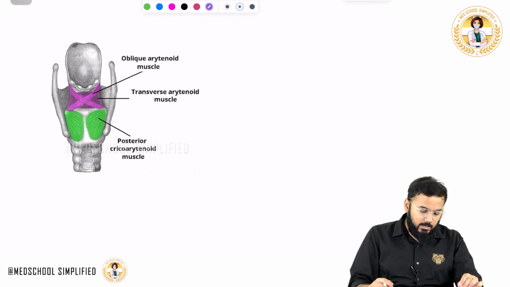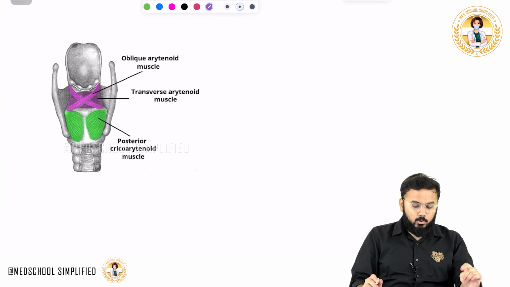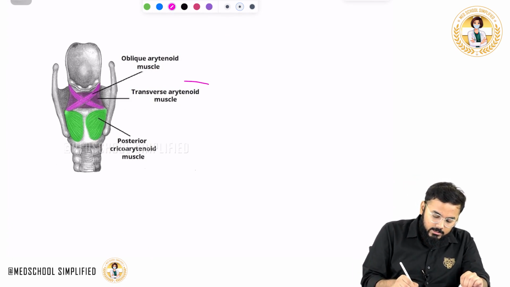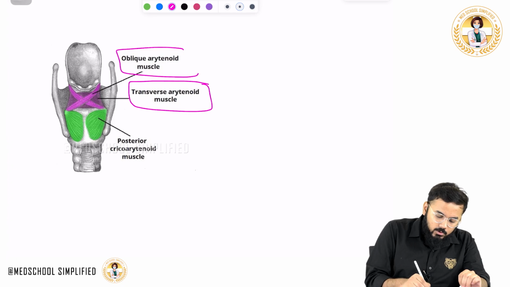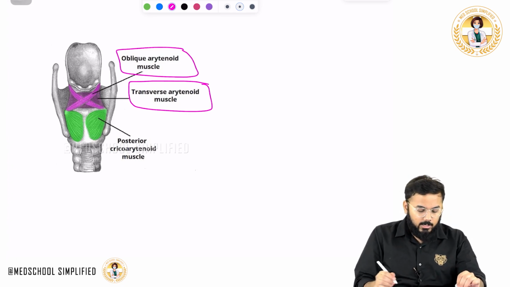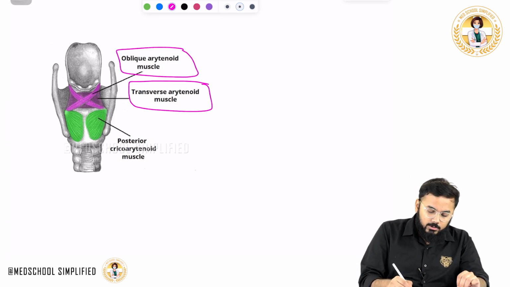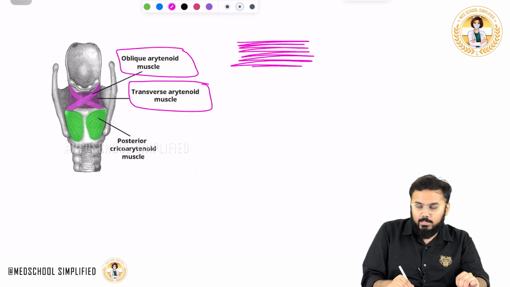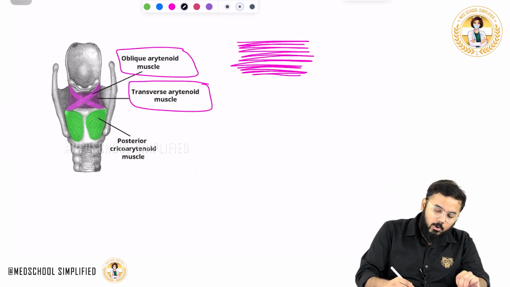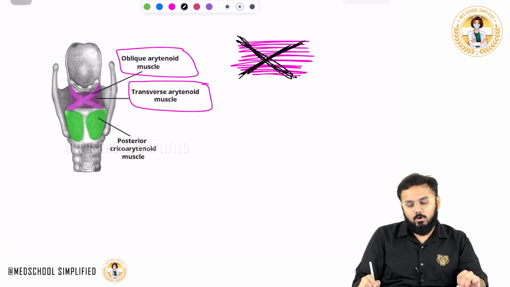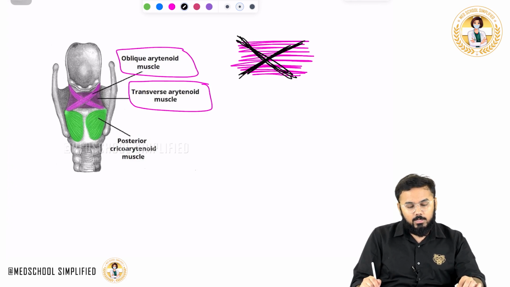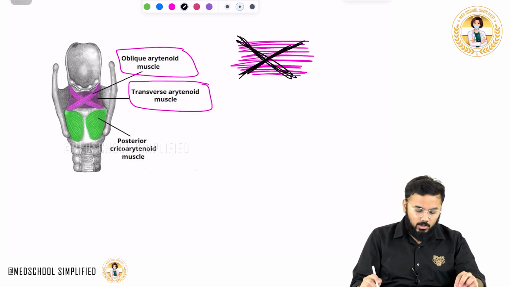Next important thing, you can look at these muscles. There are two muscles I told you. One is called transverse arytenoid, another one is called oblique arytenoid muscle. So these are the transverse arytenoids. First we have a transverse arytenoid like this, right? And upon that we have two muscles that are obliquely placed. So these are called oblique arytenoids, right? So one is transverse arytenoid, another one is your oblique arytenoid.